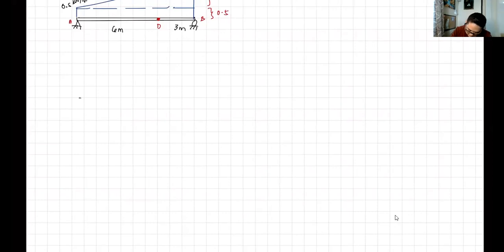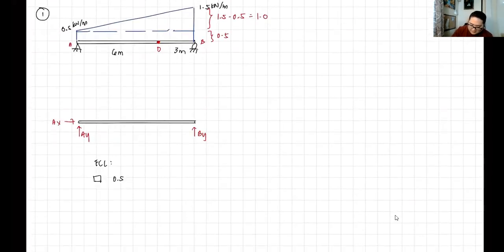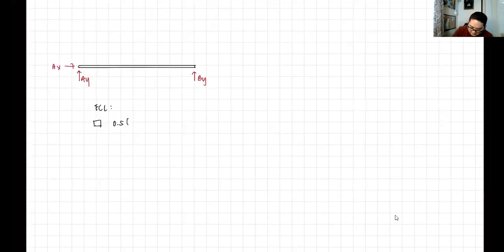Okay, so ito yung beam natin. And yung reaction natin, we have dito, AY, kasi pin tayo, AX, and then yung ating BY. Okay? And then yung ECL natin, calculate na din natin. So ECL, so meron tayo nung rectangular muna. So yung rectangular natin is 0.5 times ang length natin is 9 meters. Okay, so 4.5 kilonewton ibig sabihin yun.